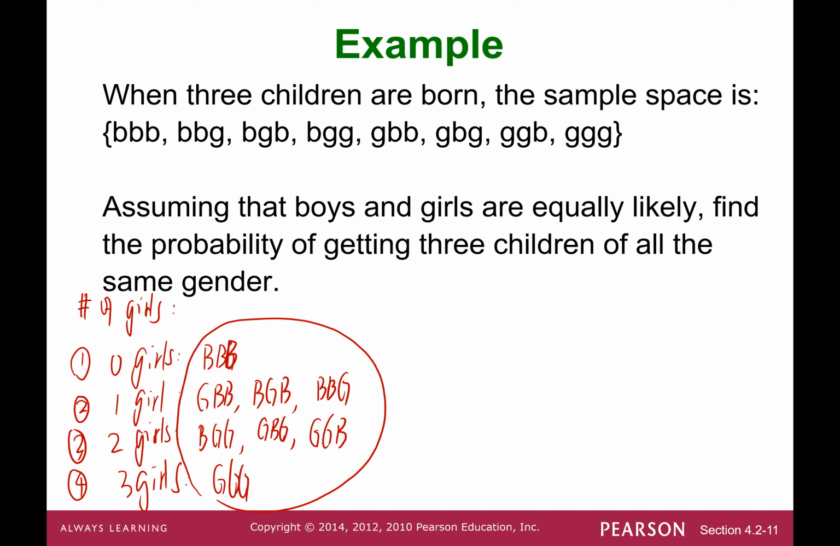And assuming boys and girls are equally likely, find the probability of getting 3 children of the same gender. 3 children of the same gender, either boy, boy, boy, or girl, girl, girl. So the probability of getting the same gender will be 2 out of 8, so it's a quarter. Also, you can write it as 0.25, since it's a round number answer.